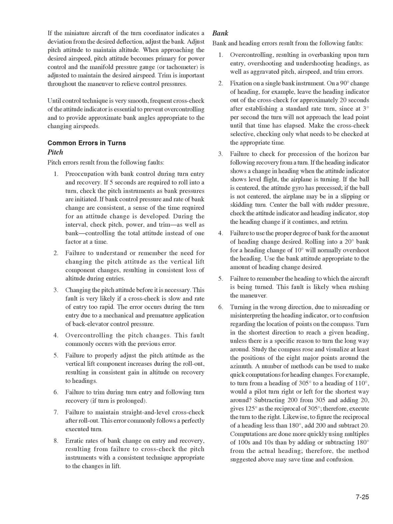3. Failure to check for precession of the horizon bar following recovery from a turn. If the heading indicator shows a change in heading when the attitude indicator shows level flight, the airplane is turning. If the ball is centered, the attitude gyro has precessed. If the ball is not centered, the airplane may be in a slipping or skidding turn. Center the ball with rudder pressure, check the attitude indicator and heading indicator, stop the heading change if it continues, and retrim.